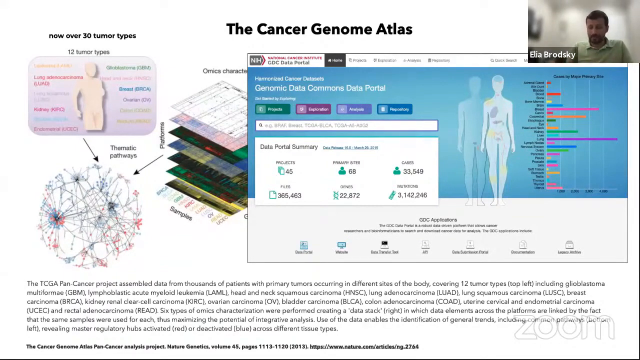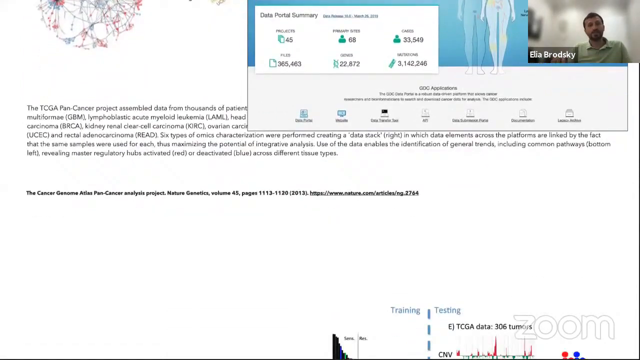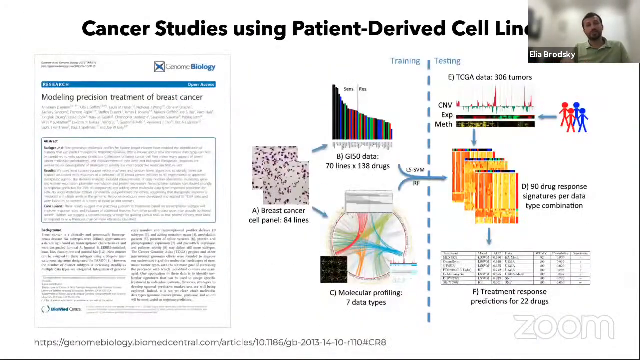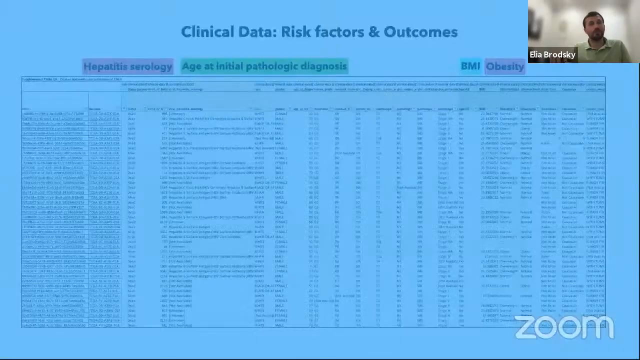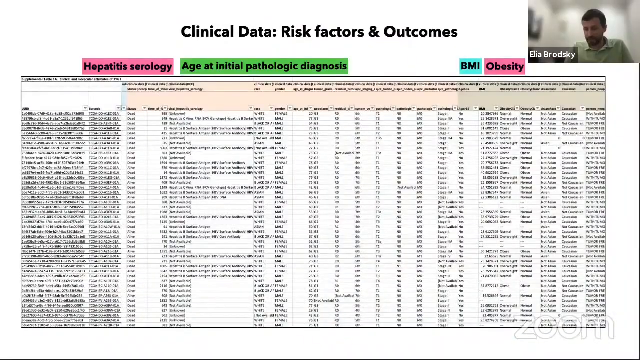Not only that, we will also take a look at some examples where cancer studies using patient-derived cell lines could be used to train mathematical models using machine learning and classification to start predicting different classes based on signatures or specific molecular biomarkers. We will also dive deeper into some of the clinical data for risk factors and outcomes.